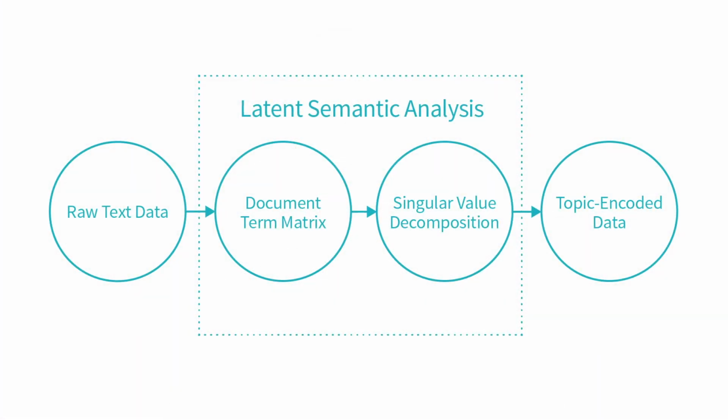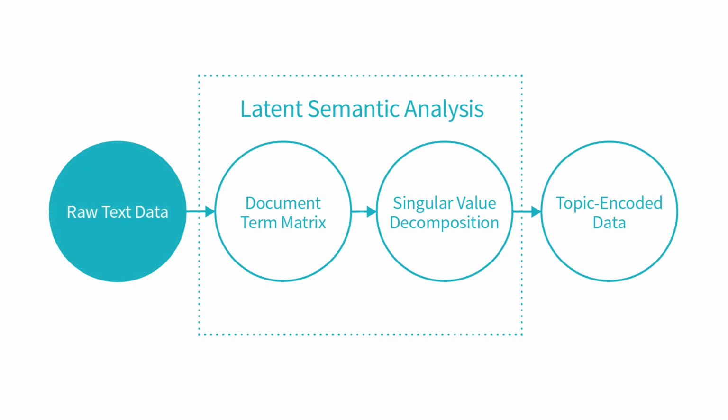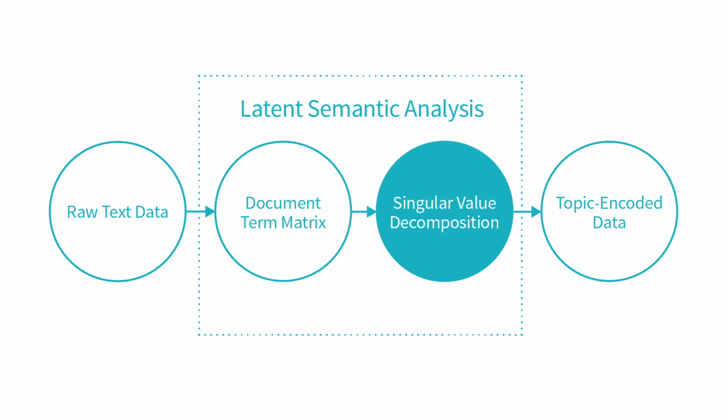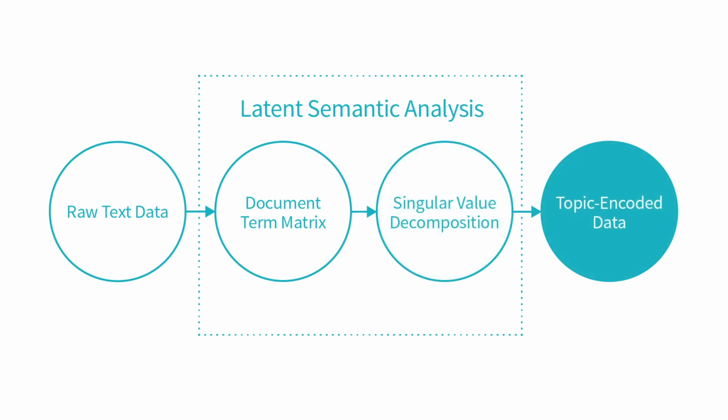A latent semantic analysis consists of 4 steps. You'll note that we're using the programming language Python for this latent semantic analysis. The first step is to collect the raw text data and bring it into our environment. The second step is to convert the raw text data into a document term matrix. The third step is to perform a singular value decomposition on the document term matrix. And the final step is to look at topic-encoded data that came out of the singular value decomposition.